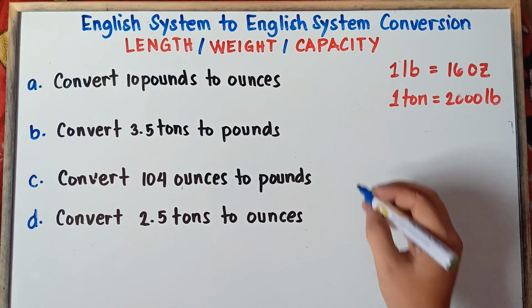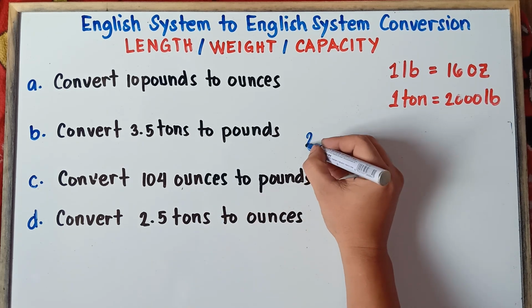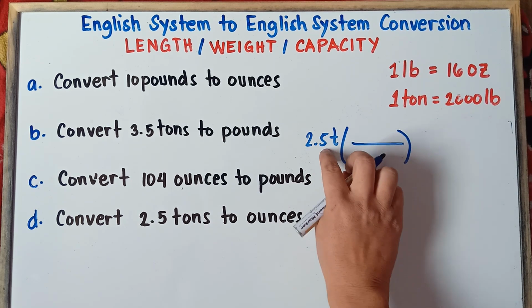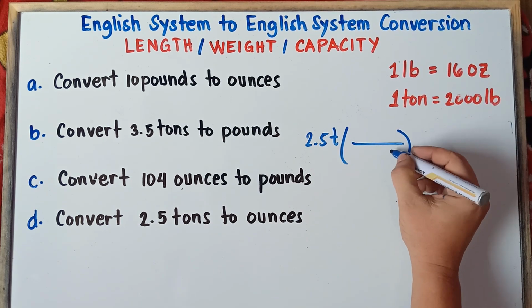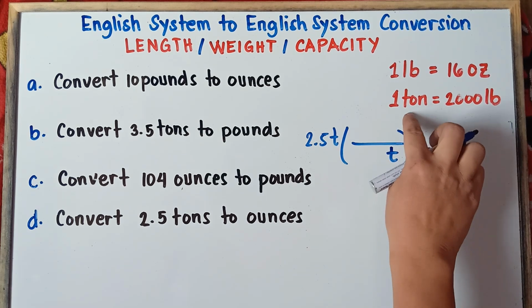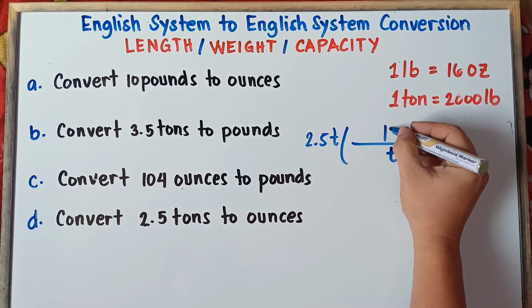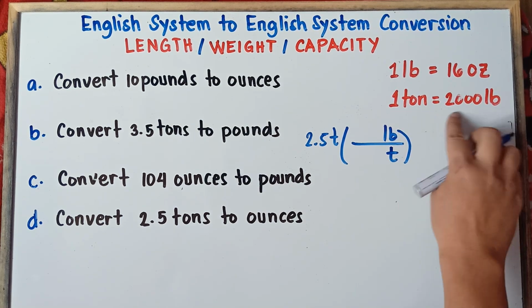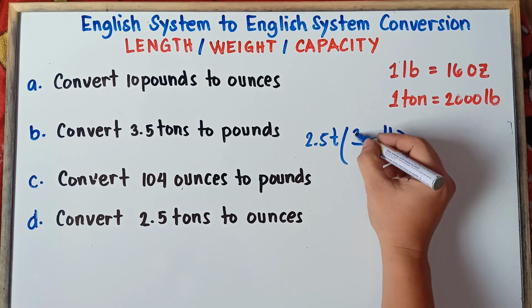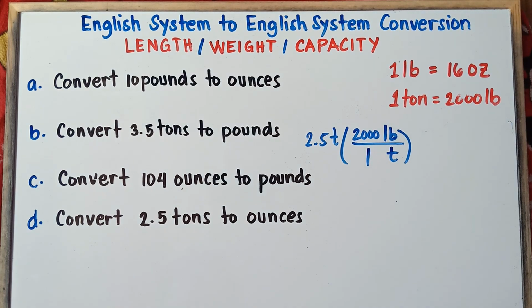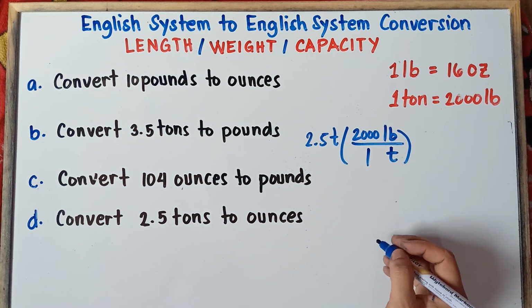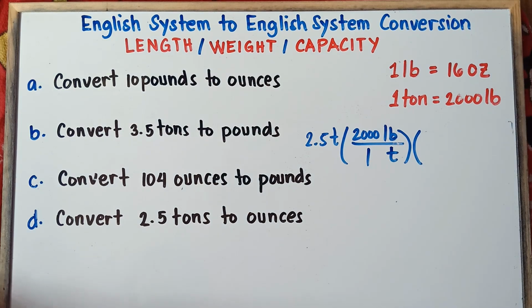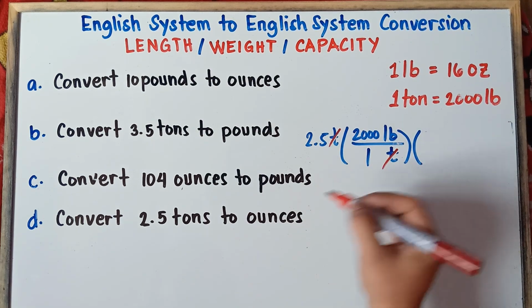Alright, let's do that. So copy first the given 2.5 ton. We put parentheses. If this is ton, the unit on the denominator must be also ton. And then we convert ton to pounds first. This will be LB. So therefore, 1 ton is equivalent to 2,000 pounds. So 1 ton is equivalent to 2,000 pounds. And then we put another parenthesis, class, because we need to convert pounds to ounces. So once again, we can cancel out the units, tons and then tons.